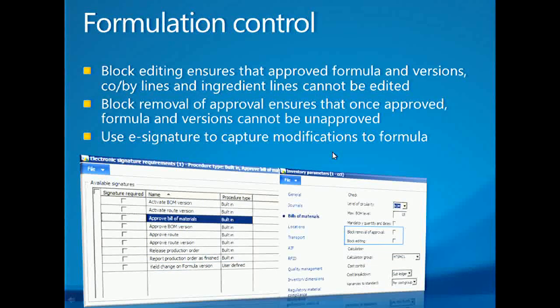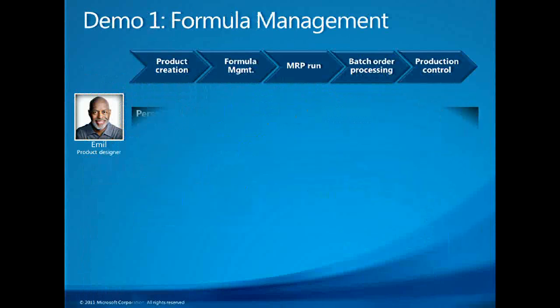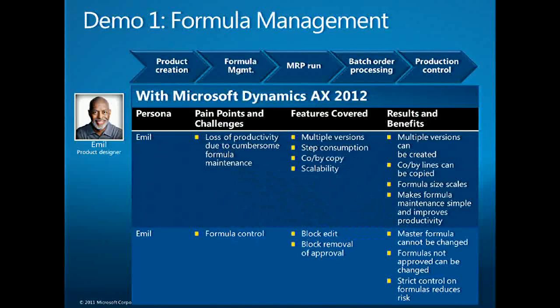Now, block editing and block removal of approval and use e-signature. I think we've talked about this already. So basically, I didn't show scalability. Copy co-by is basically just a copy of the form, so there's no point spending time on that. But what we can do with the new formula, whatever you have seen a little bit of it, is that you can create multiple versions, which was not possible before. You can copy co-by lines, which you have to trust me that you can, because I didn't show that.